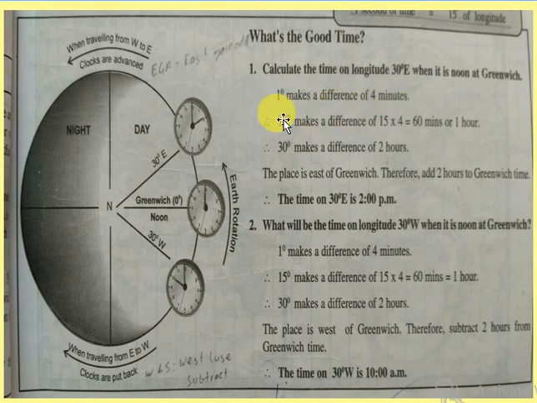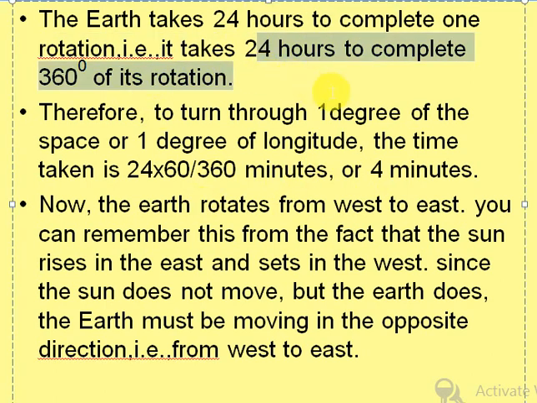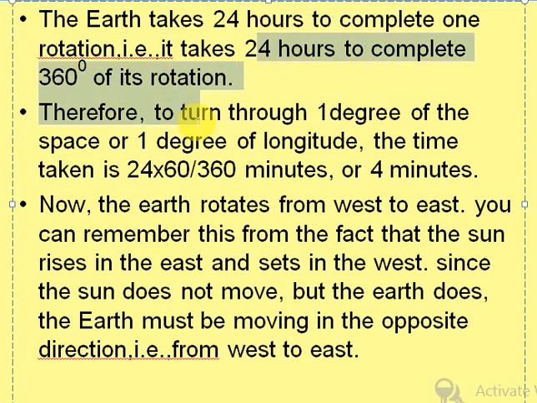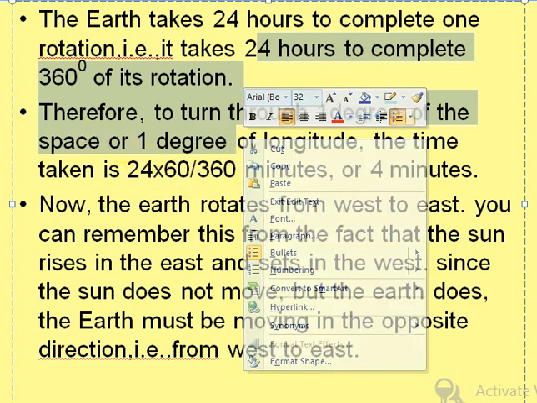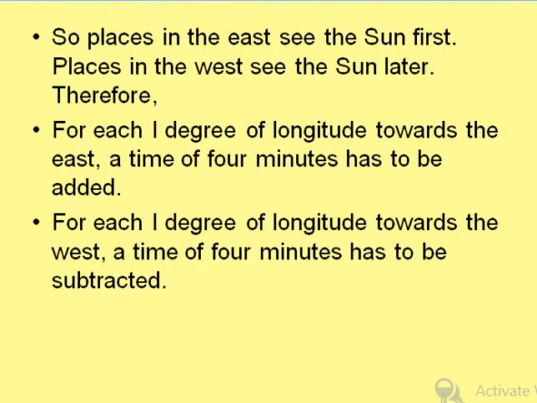Now you can ask how 1 degree is equal to 4 minutes. We have already discussed that if you divide 24 into 60, divided by 360, it comes to around 4 minutes. So 1 degree is equal to 4 minutes. How does 24 come? That is because the earth takes 24 hours to complete one rotation, which is 360 degrees. That is why, to turn through 1 degree of longitude, the time taken is 4 minutes.